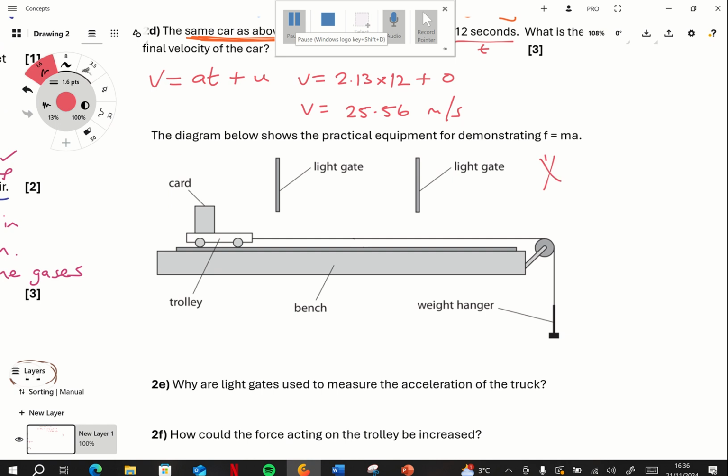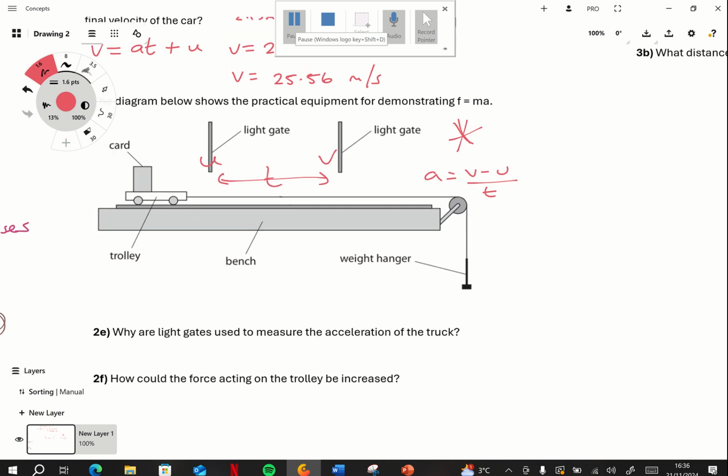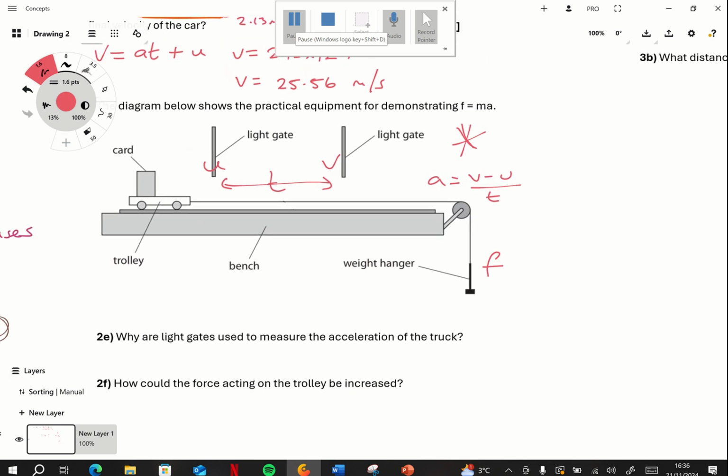So I've said to you, the trolley experiment, where we measure the velocity here. This is u. The velocity here, v. And then we'll use the light gates to find the time. And we know that a equals v minus u over t. But in this experiment, we're adding a force and we've got a mass. So we can use this equation and the my fat auntie. So what makes this tricky is we've got these two sorts of equations interlinking here.